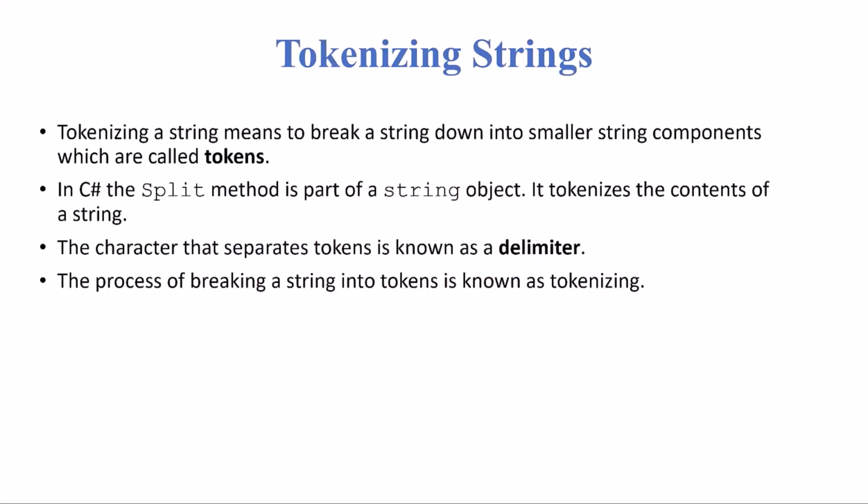We're going to use something called tokenizing strings to do this kind of thing. Tokenizing strings means to break a string down into smaller string components, which are tokens. In C#, the split method is a part of the string object. It tokenizes the content of a string. There's a character that separates the tokens, known as a delimiter. You have to tell the program that you're using a tab as a delimiter. And when you break down the string, it's known as tokenizing.